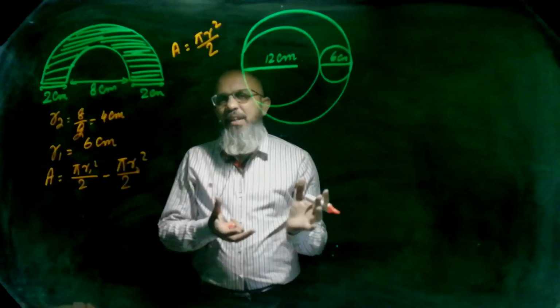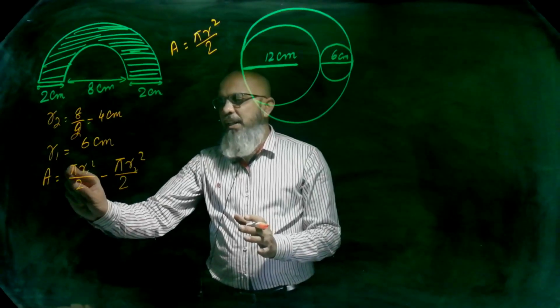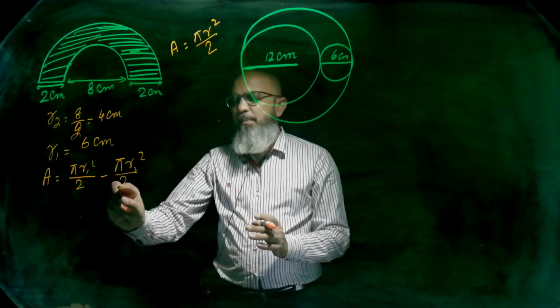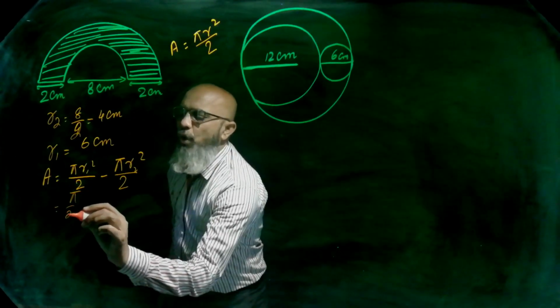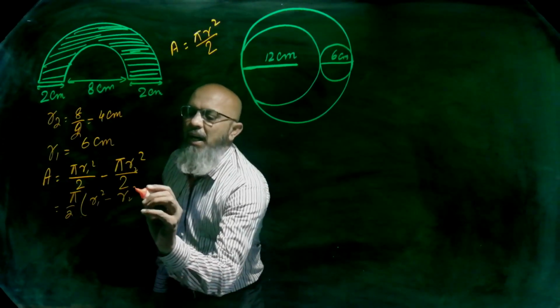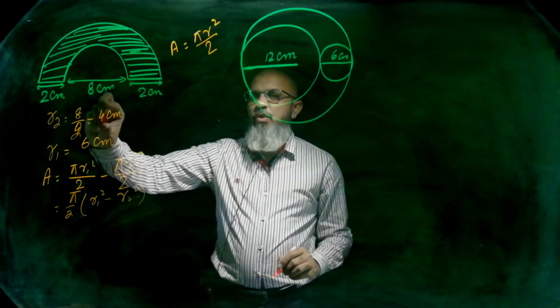Again we will do the same method as we did in the previous questions. What is common here? That is pi over 2. Again, what is common? That is pi over 2. So we will take pi over 2 as common. What we get here is r1 square minus r2 square. So what is your r1? That is 6 centimeter. And what is your r2?